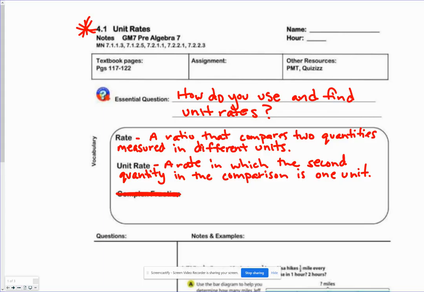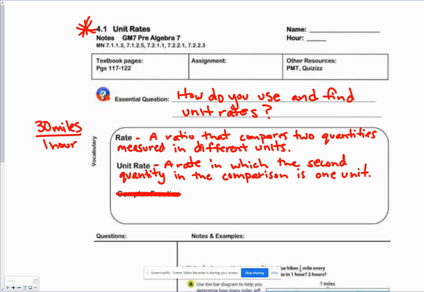So, what's one that we know? Something like miles per hour. So, most places in town, the speed is 30 miles per hour. So, that's a rate. And more specifically, this one is a unit rate.